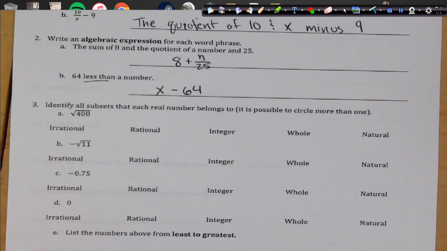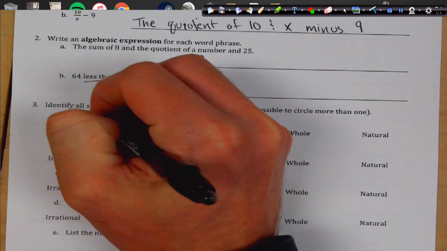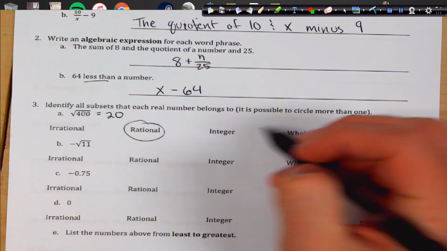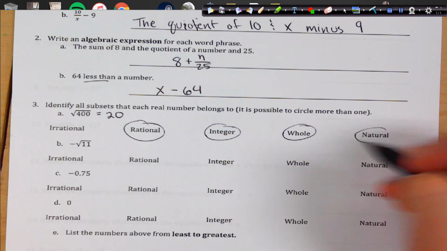All right, so we're going to go ahead and identify this. So we have the square root of 400. First, we're going to say there are any two numbers that multiply each other to give me 400. And if you think about this for a little while, you can actually get 20 times 20. So this is actually just 20. So 20 is rational. It's an integer. It's a whole number, and it's a natural number.